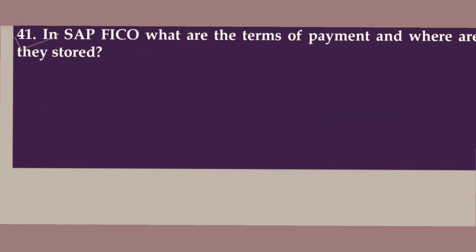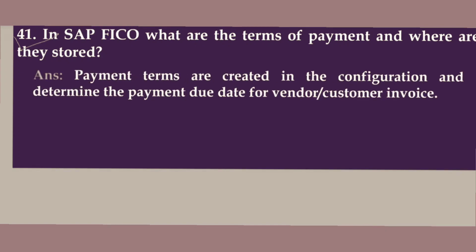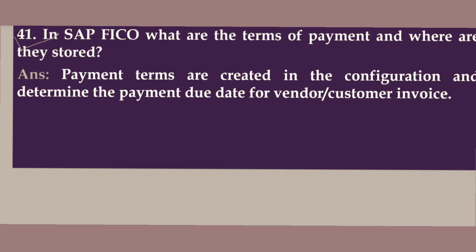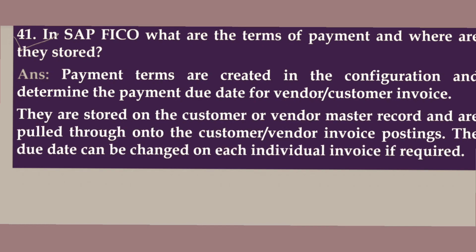In SAP FICO, what are the terms of payment and where are they stored? Payment terms are created in the configuration and determine the payment due date for vendor and customer invoices. They are stored on the customer or vendor master record and are pulled through onto the customer and vendor invoice postings. The due date can be changed on each individual invoice if required. So that feasibility is there in SAP.